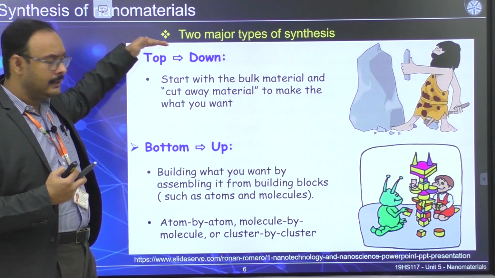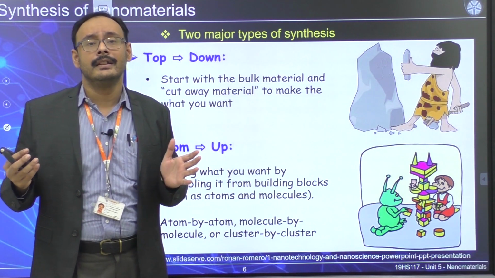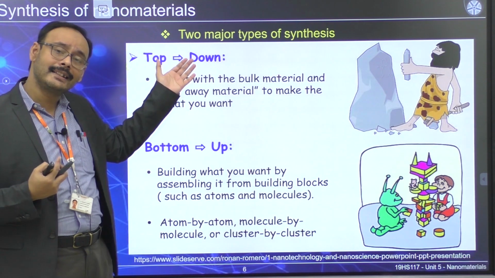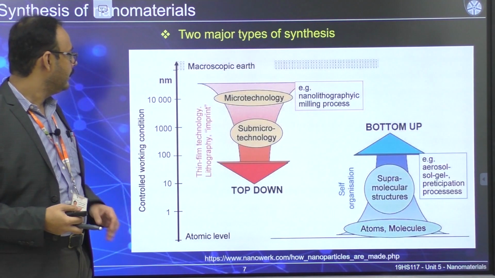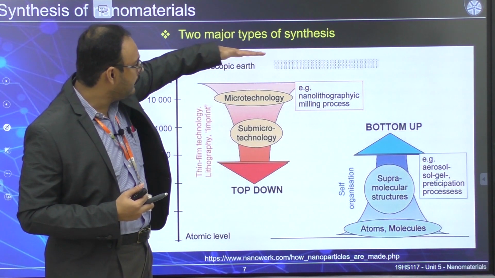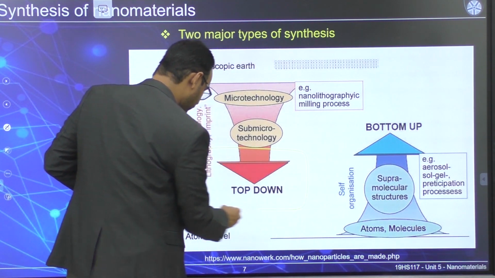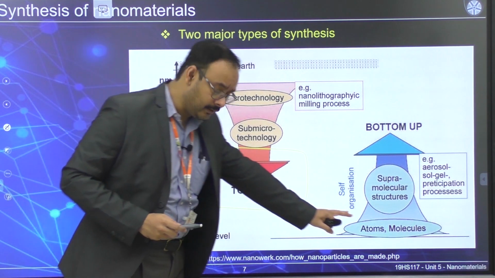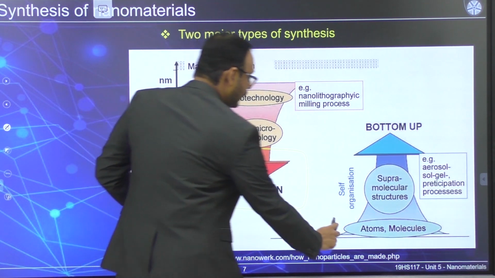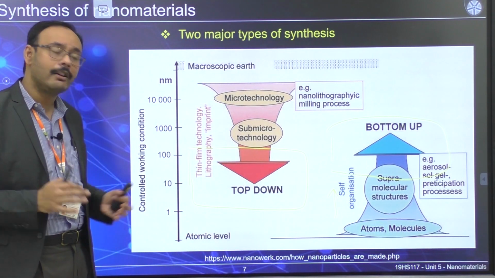So as I said, there are two types, top-down and bottom-up. There are thousands of synthetic procedures by which you can make nanomaterials, and most of them come under either this category or that category. In terms of scale, in top-down you are going from the top and bringing it down to the nanoscale. We already know this is the nanoscale. Whereas for the bottom-up approach, you are at the atoms or molecules level, and then you go from that level to the nanoscale. So this is our basic idea.